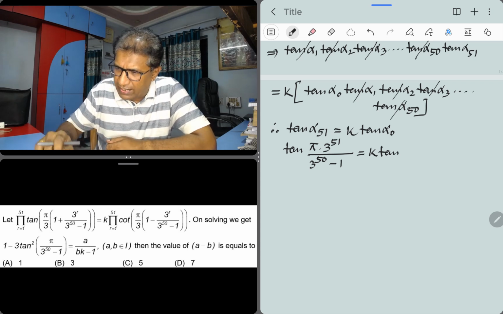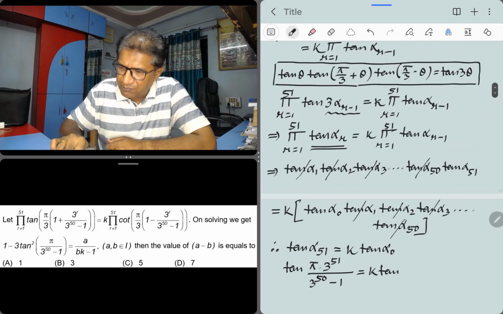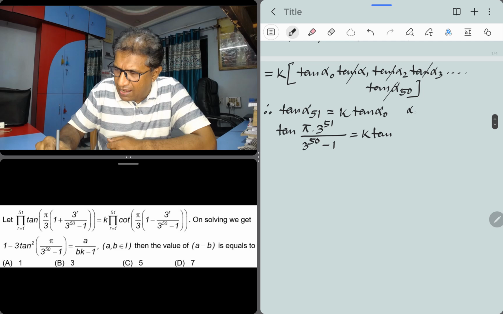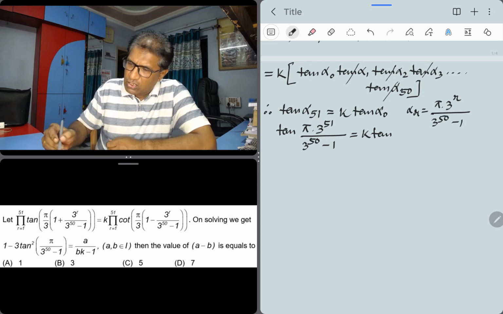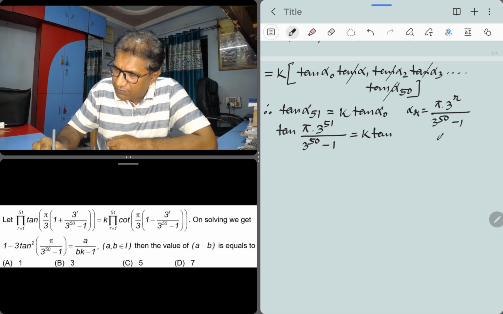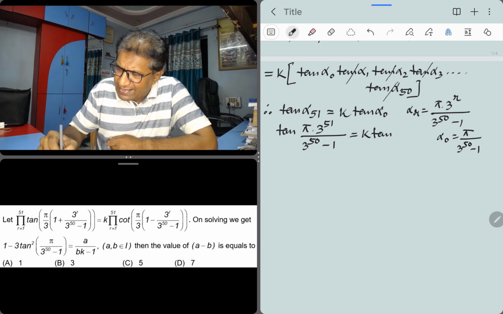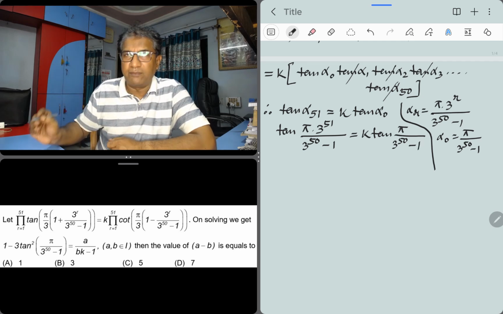I am writing it here so that you will understand that. Here we are having pi into 3 to the power r. Your alpha r is basically pi into 3 to the power r divided by 3 to the power 50 minus 1. So, what is alpha 0? Your alpha 0 is basically pi over 3 to the power 50 minus 1. Is it clear?